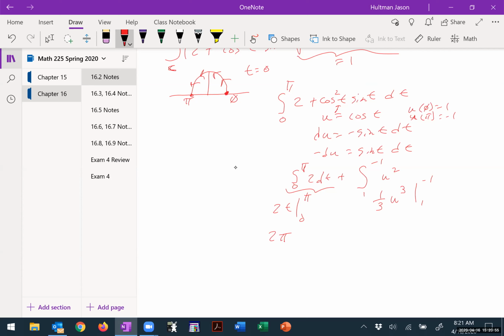Okay, just making sure I did that correctly. Did I make an error somewhere? Oh, I did. I forgot to put in the negative for the du. Negative du. There we go. So yeah, that was my error. I forgot to put in the negative du because this should be a negative.